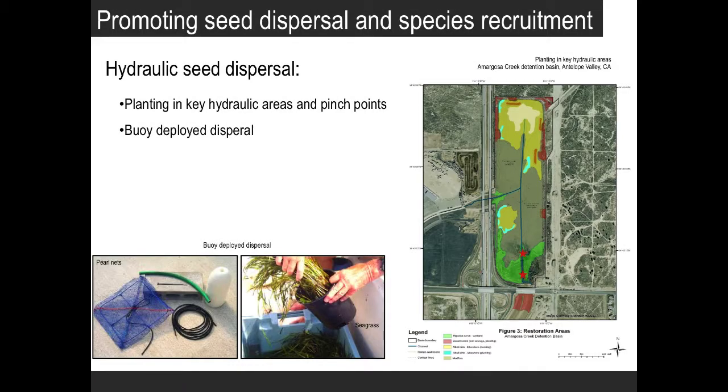One of the advantages of doing that is that you're allowing the water to transport the seed and deposit it with the sediment in a much more natural way, in a way that is more effective than potentially hand broadcast seeding, and is more cost effective as well.